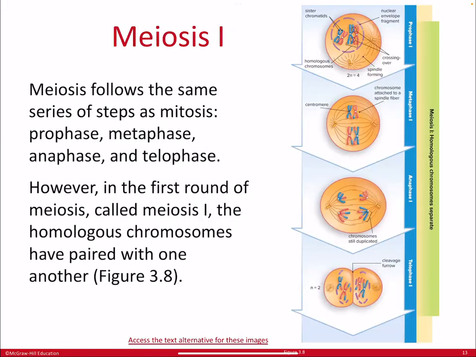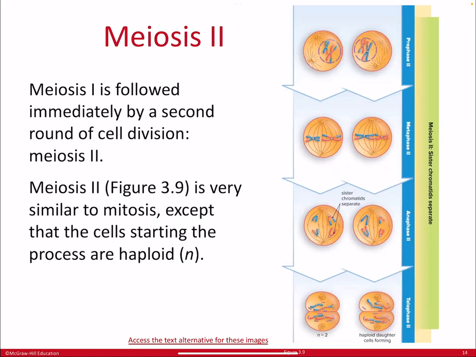Well, meiosis follows the same series of steps as mitosis. So you have prophase here, metaphase, anaphase, and telophase. But notice that it's meiosis 1. And meiosis 1 is followed by meiosis 2, where we have prophase, metaphase, anaphase, and telophase again.